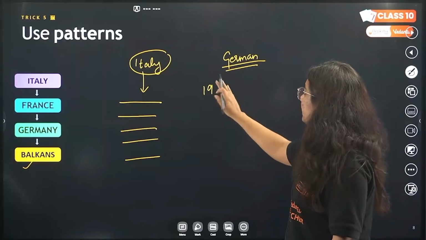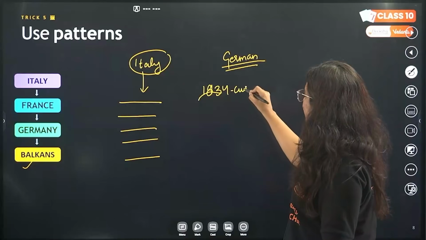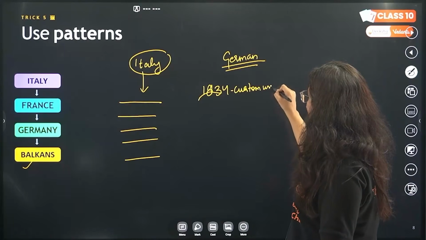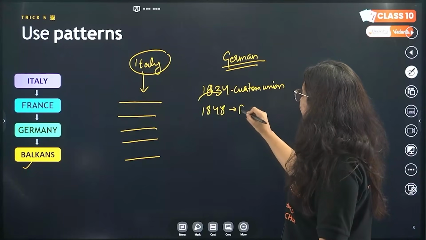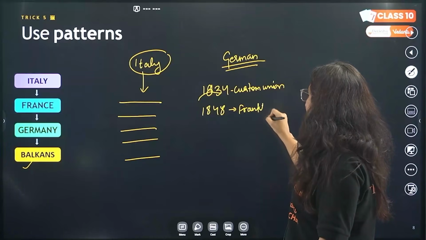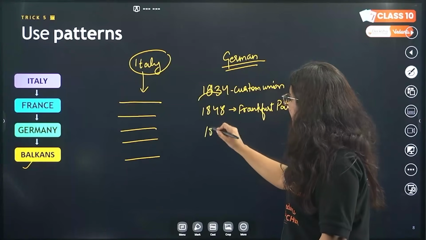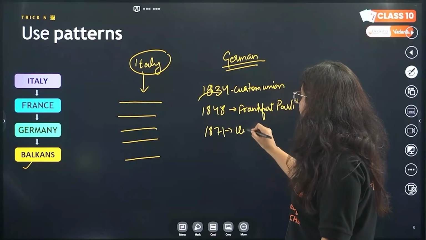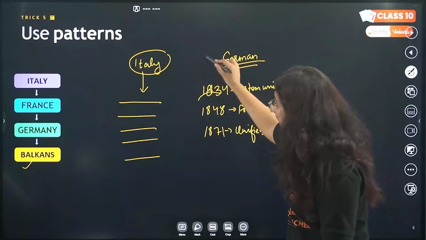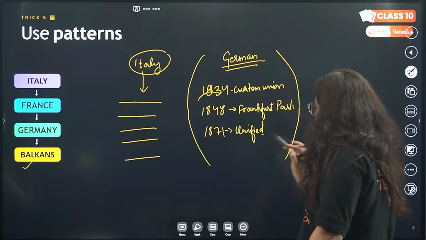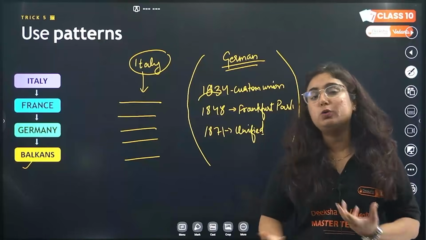Like it was 1834 when the customs union was formed. Then 1848, one more event happened, that is the making of the Frankfurt Parliament. Now in 1871, Germany was unified. So you know that whenever you divide it into patterns, into blocks, it will be easier for you to retain.